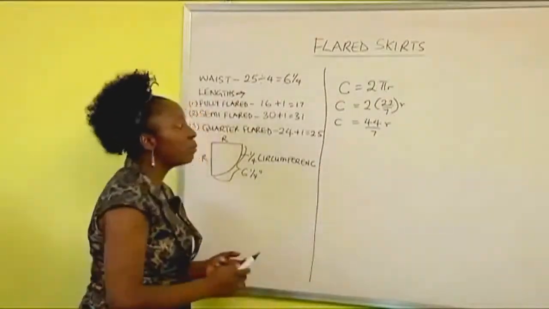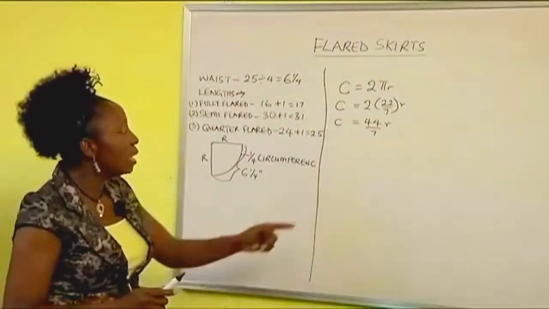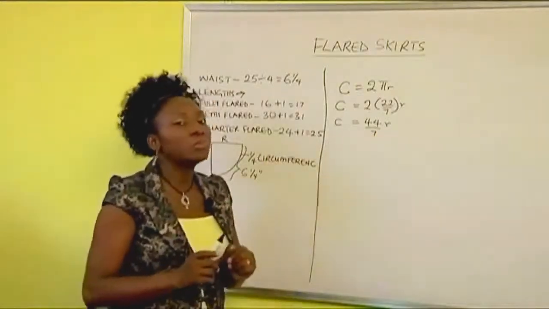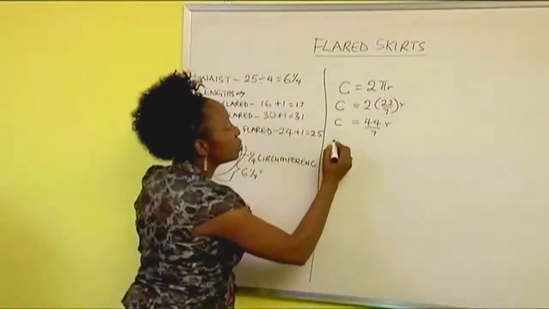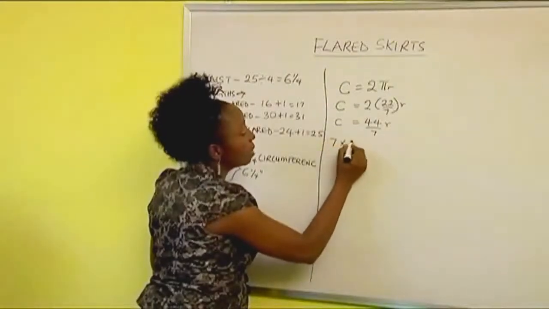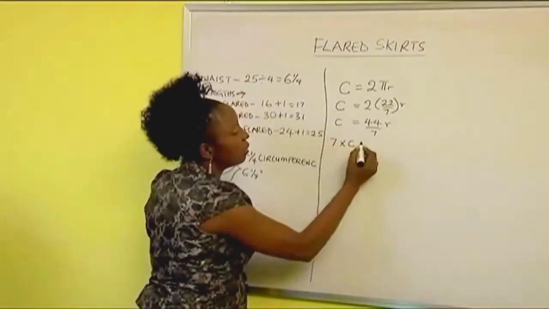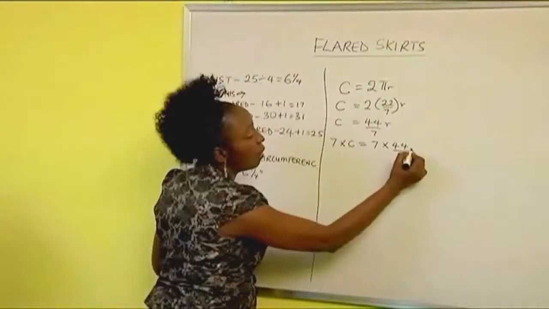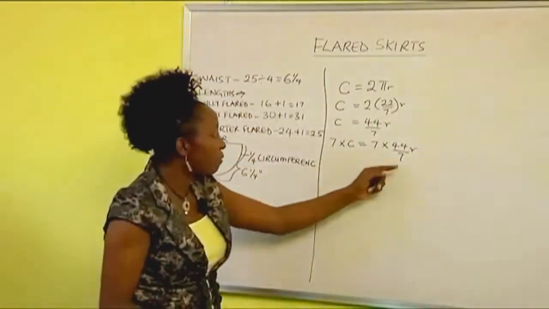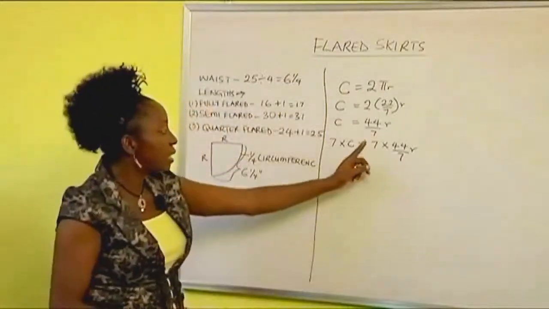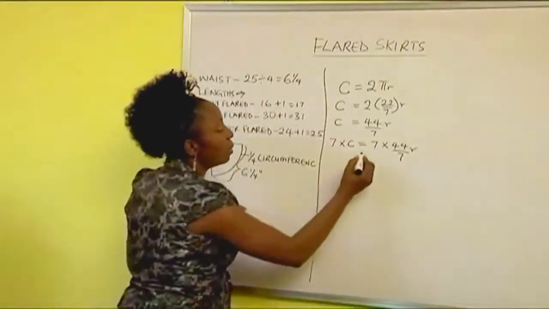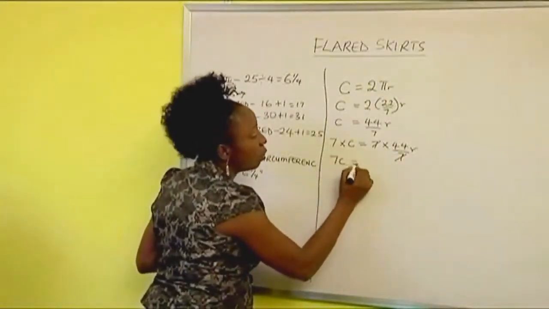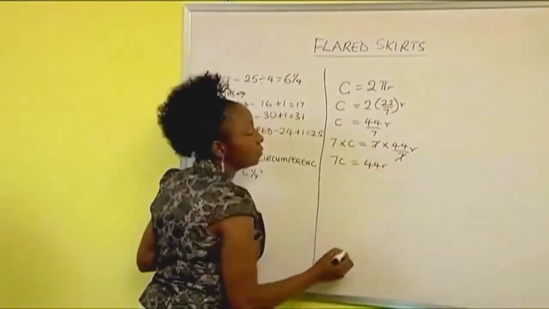Now, after I've done this, I'm going to multiply both sides by 7, because I'm trying to see how I'm going to make r the subject of the formula. So I multiply C with 7, and that will give me 7 times 44/7 r. In mathematics, once you have this, you know 7 will cross 7 out, so you cross those out. So when you cross that out, what you're left with is 7C equals 44r.